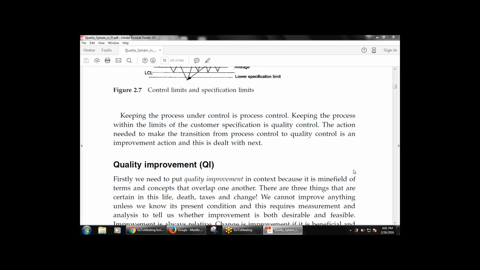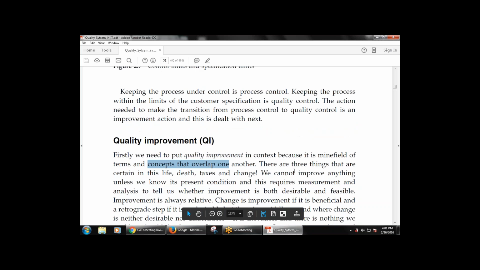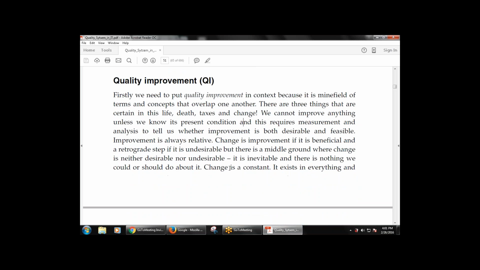The first part we have discussed is quality improvement. Firstly, we need to put quality improvement in context, because it is one of the terms available. It is a minefield of terms and concepts that overlap one another. And there are three things that are certain: life, death, taxes, and change.